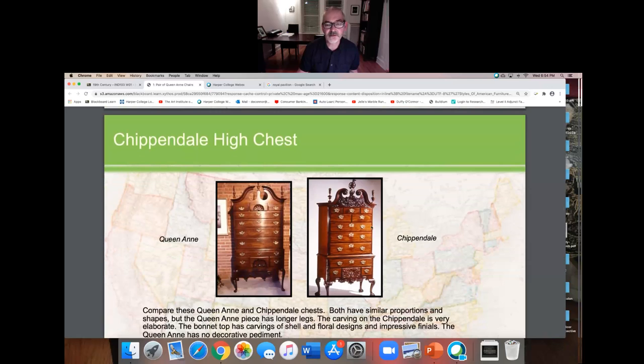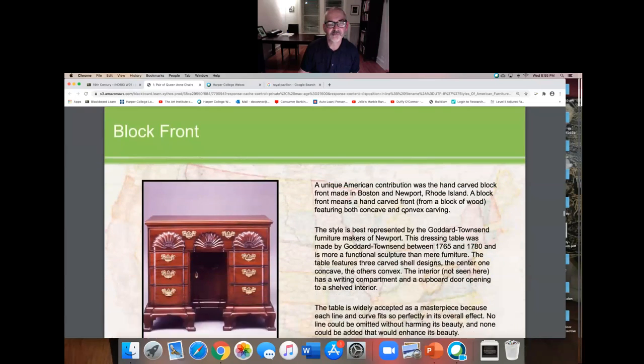So here, the Chippendale, especially in the Americas, just became more selectively ornamental. It's a good comparison right there.